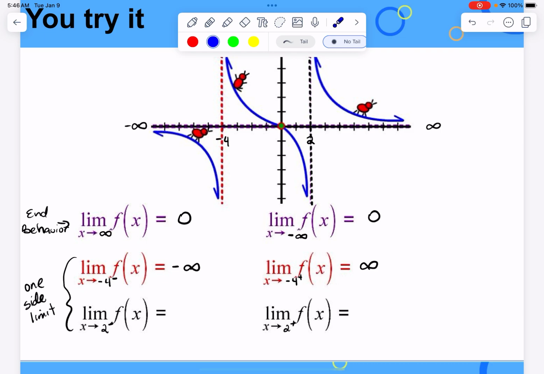Now let's try the 2. As x approaches 2 from the left side, it's going to negative infinity because it's decreasing. And the limit as x approaches 2 from the right side of that function, notice that the function is increasing. So it's going to infinity. Okay, that is all we're doing today, which is the end behavior and the one-sided limit.